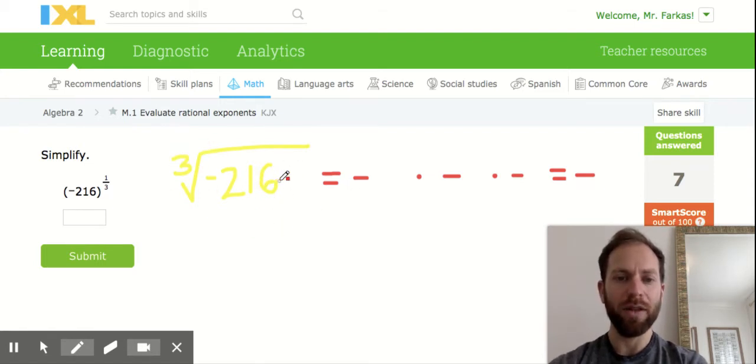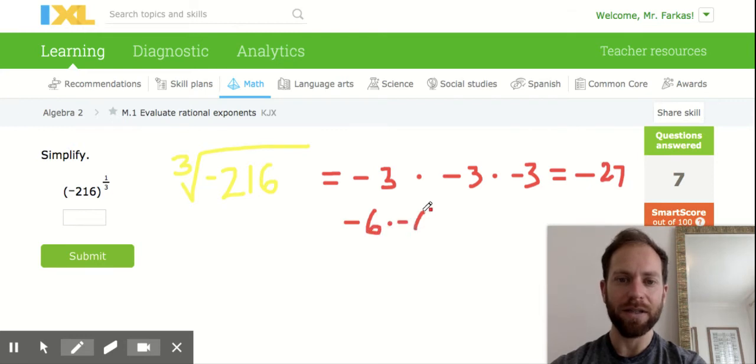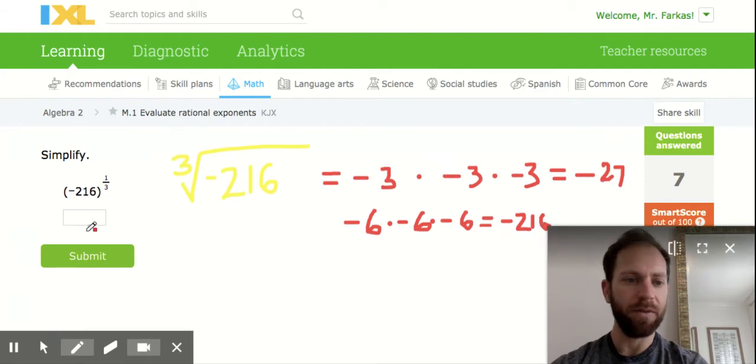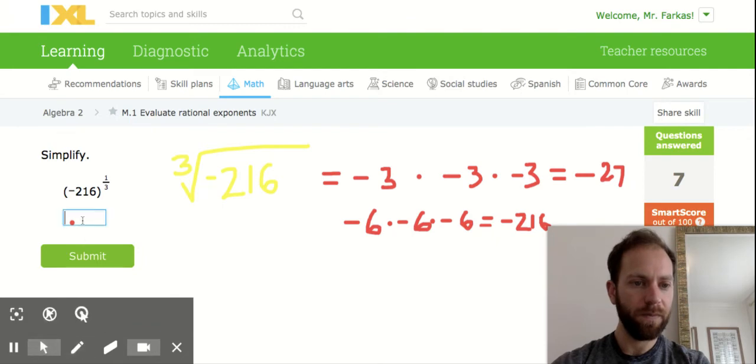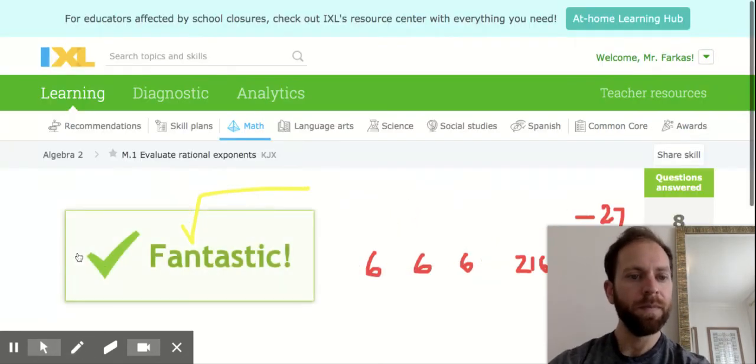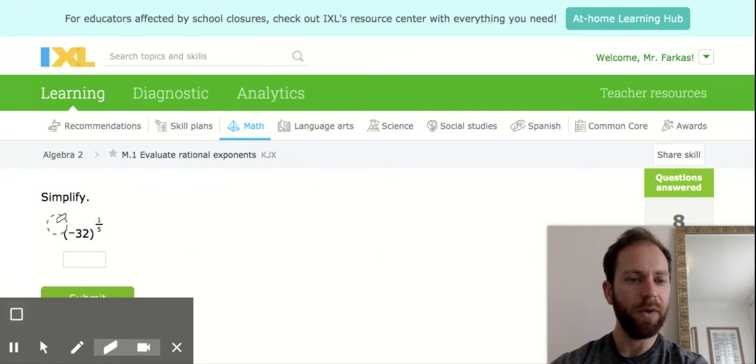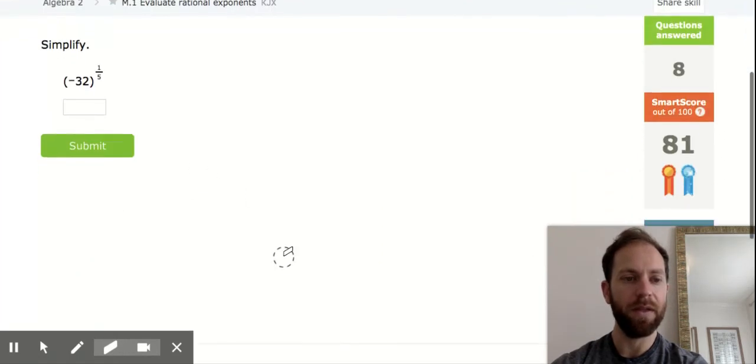Let's try 3. -3 times -3 times -3, that would be 9 times 3 is 27. Oh, that's not big enough. So let's try 6. -6 times -6 is 36. Times -6 would give us, yep, -216. So our answer must be -6. All right, this one's really similar, just to the 5th root.